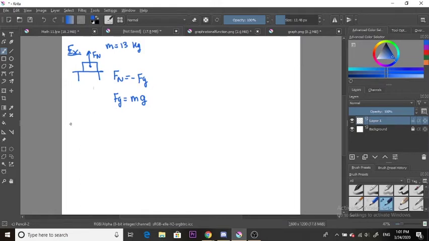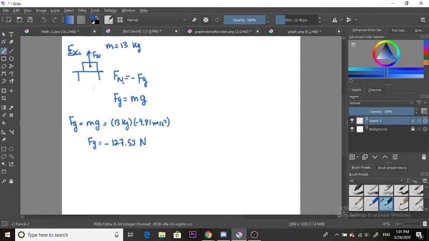So, the first step is to find your gravitational force. So it's going to be our mass times gravity, which in this case is 13 kilograms, times negative 9.81 meters per second squared. When you multiply this out, 13 times negative 9.81, you will get your gravitational force is negative 127.53 newtons. So, this is not our answer. This is only part of the answer.